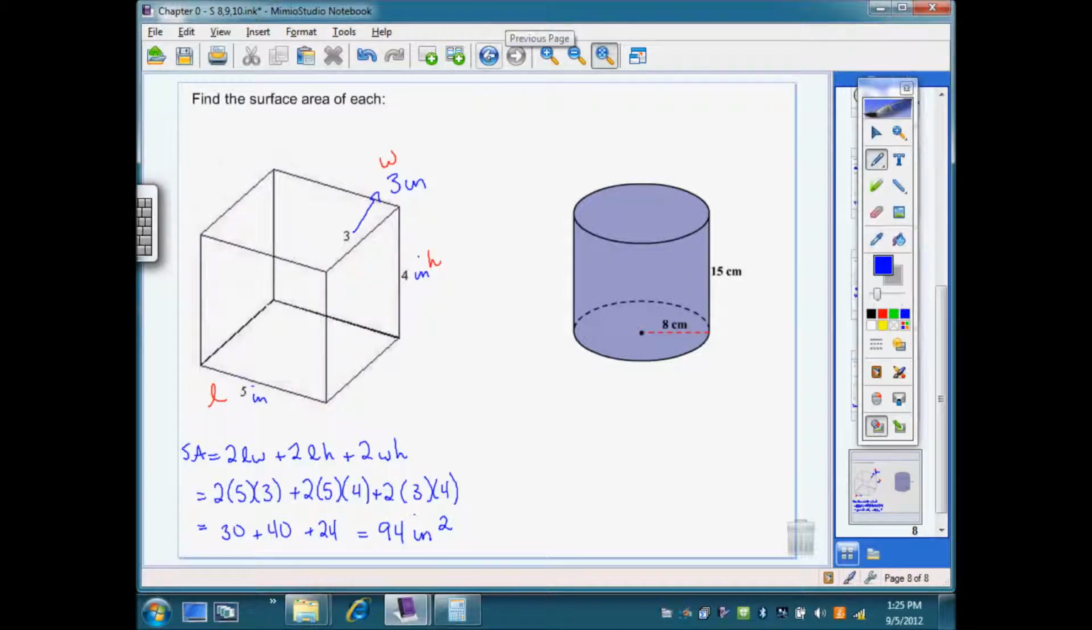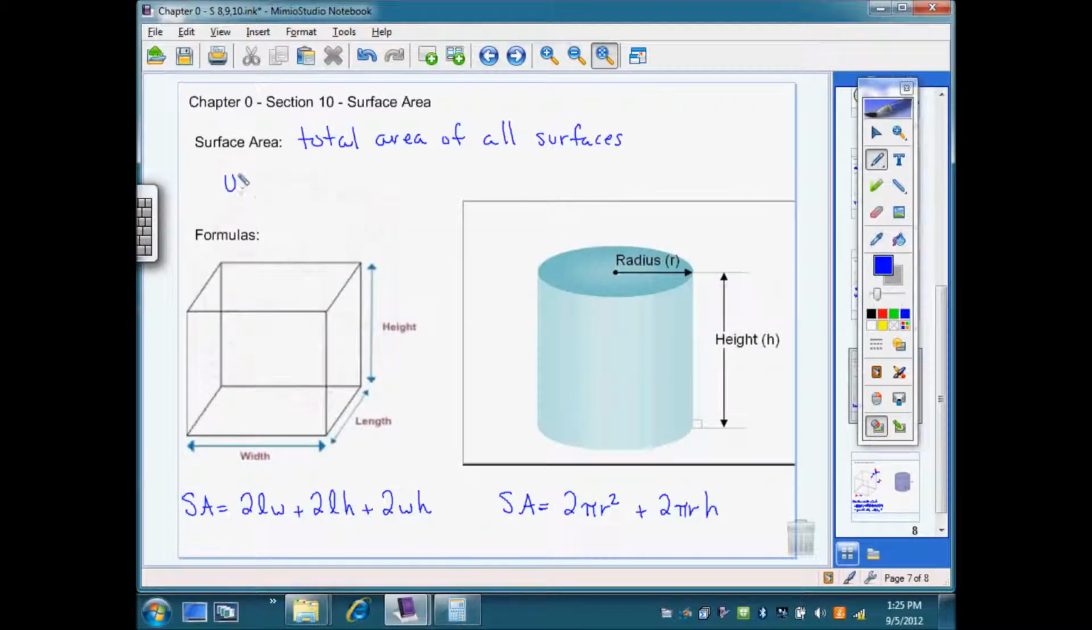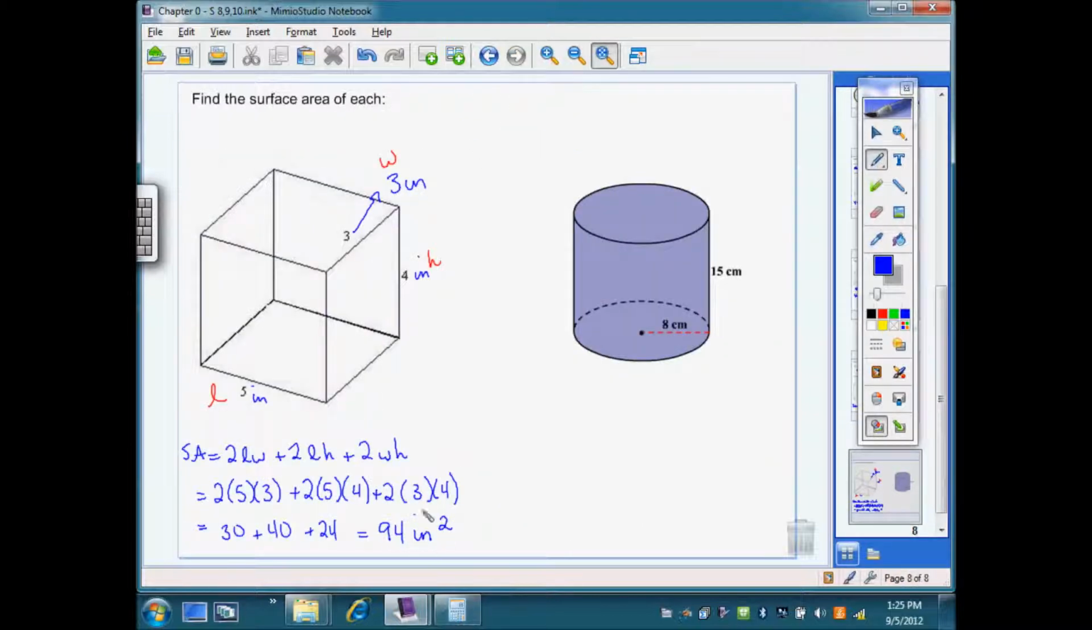Sorry, I didn't put that on there. Let's go back. Okay, on surface area, it's area, so the units are square. So we have 94 square inches, so that's the total area of all the surfaces of the box.